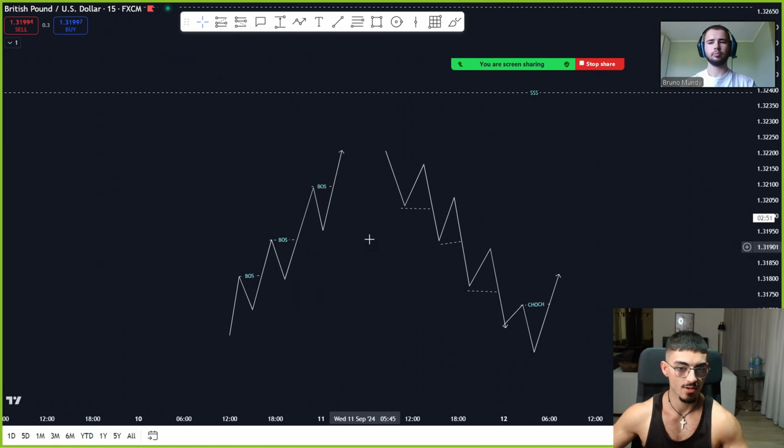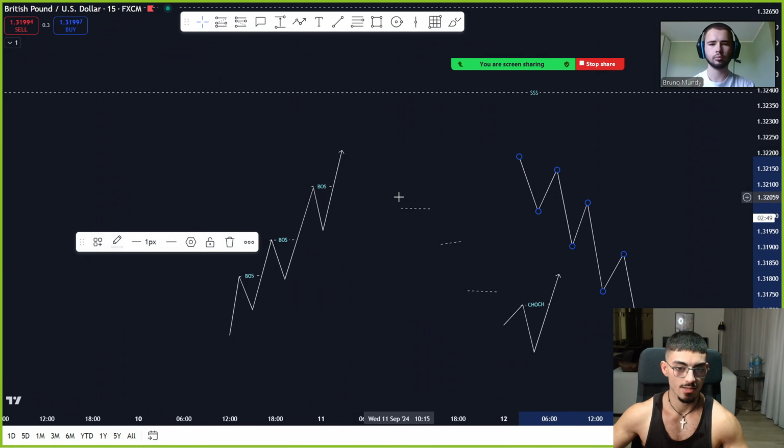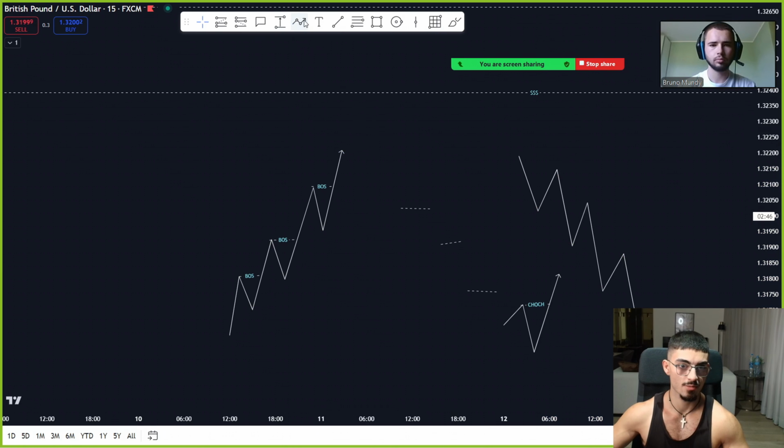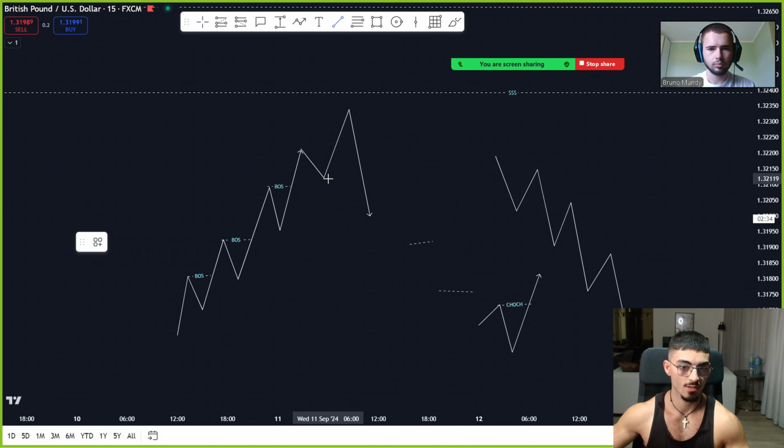A change of character out of an uptrend is going to basically be the exact same, okay, but just in reverse. So we continue to go up here. We break past the previous higher low. So this is the higher low. We break past it, okay, and there is your change of character right here, okay.